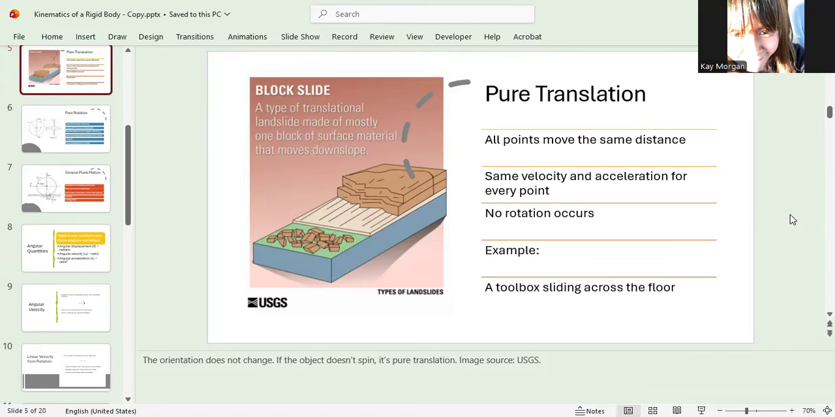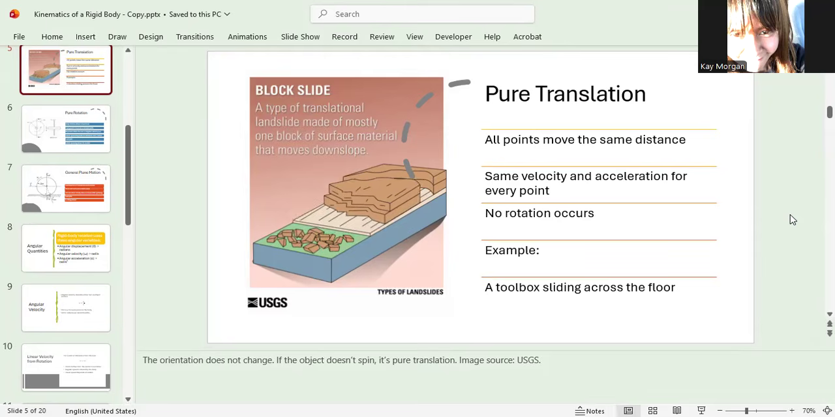So if the object does not spin, does not tilt, does not rotate, then the motion is pure translation. Remember that forever. So the image on the left, carefully look at it again. It shows a block sliding as one solid piece. Even though it is moving, the block does not rotate. It simply shifts its position, and so do all the points in the block.